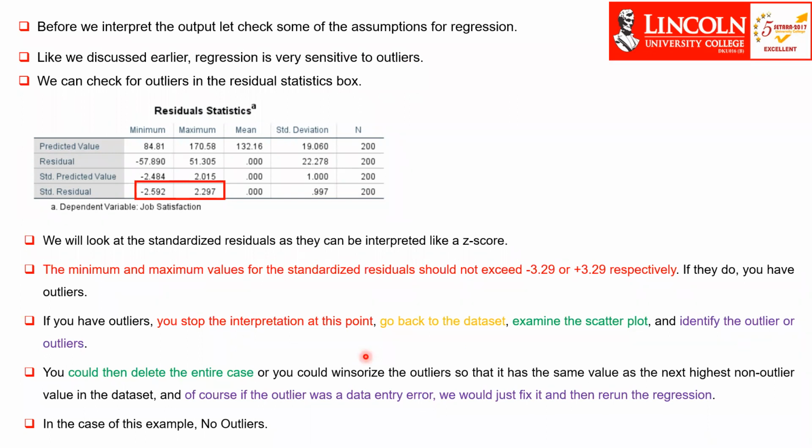And of course, if the outlier was a data entry error, we could just fix it and then rerun the regression. In this particular example, we have no outliers because our range for minimum and maximum are within this scope. The negative did not go below this, and the positive, which is maximum, does not exceed this.